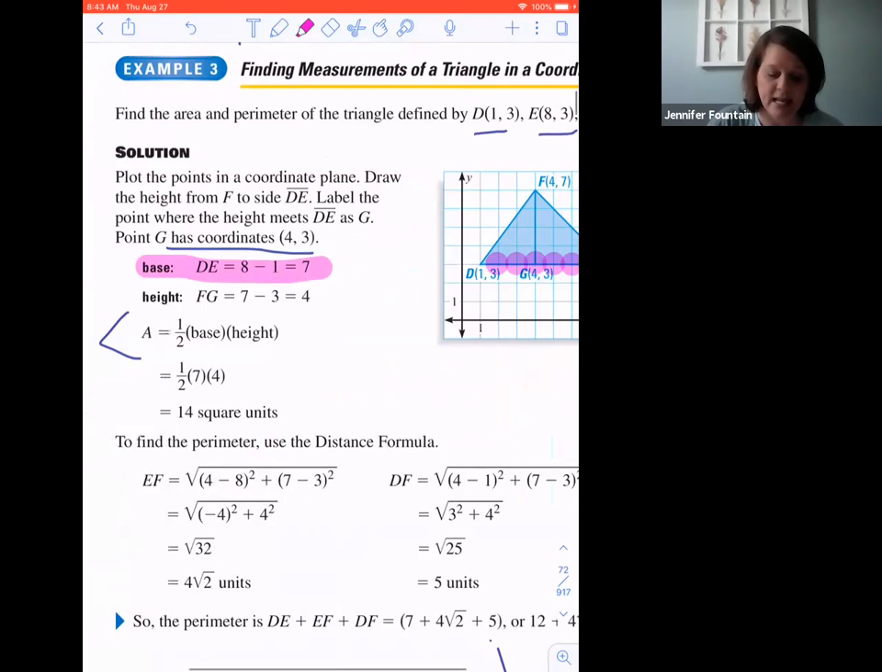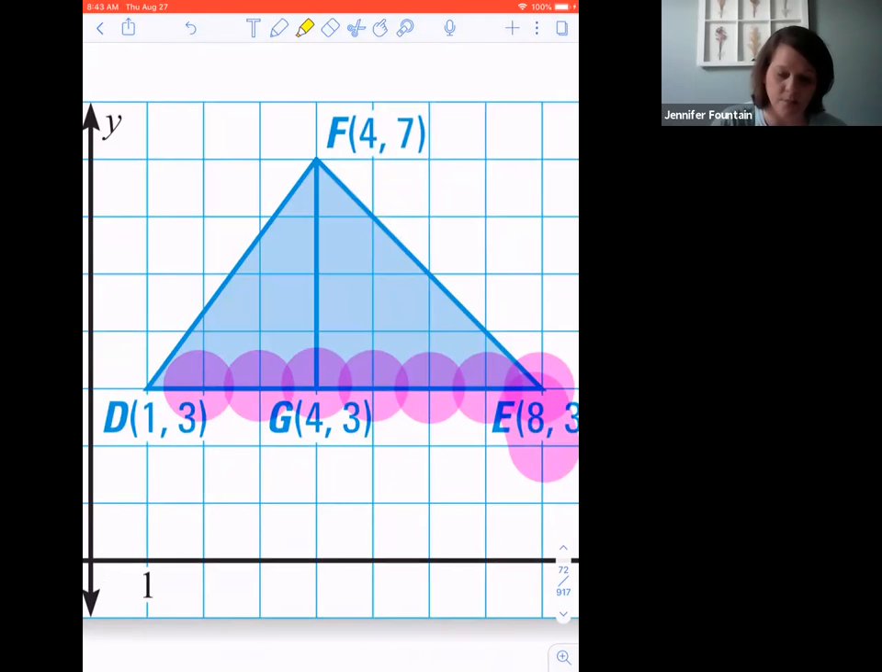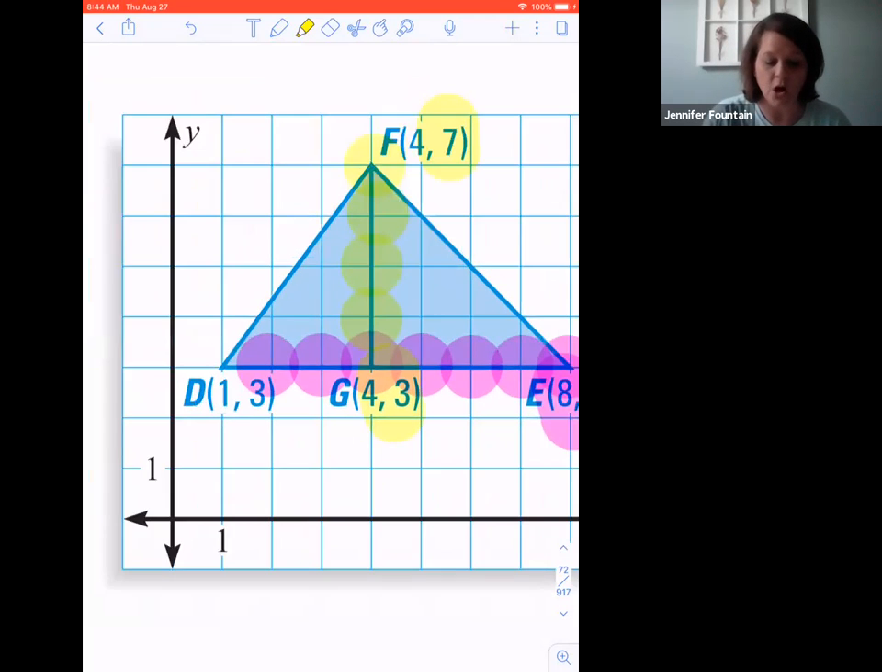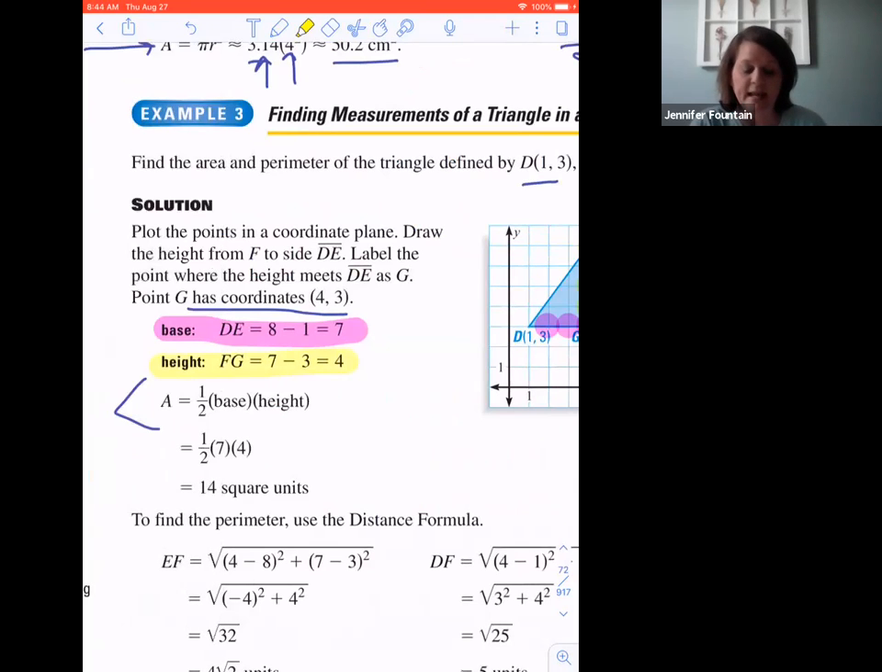For my height, I can do the same thing. Now I'm dealing with my y-axis, so I have 7 minus 3 is 4, or you can start at your point and go 1, 2, 3, 4, and you've found that you are 4 places up. So all you have to do is count it on the grid, and we have found that our base is 7 and our height is 4. Then all I'm going to do is plug it into my formula, where I have 1/2 times 7 times 4.